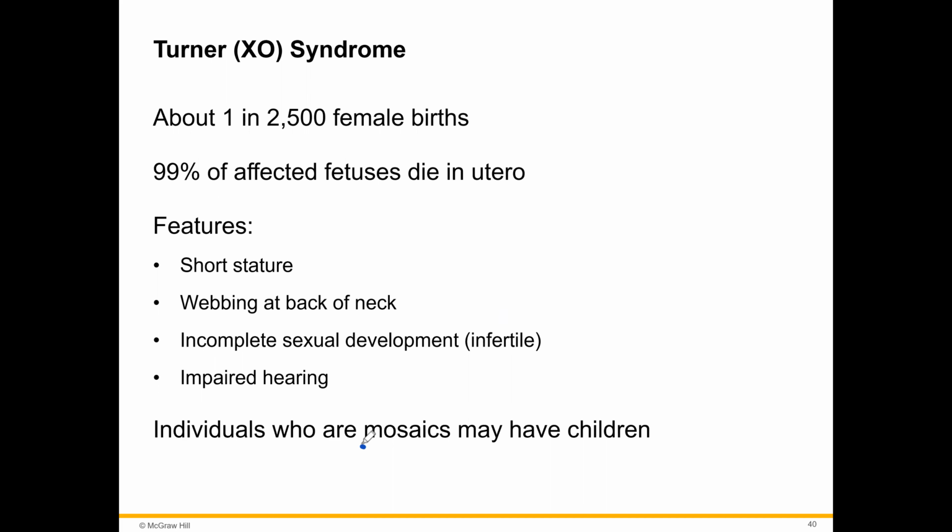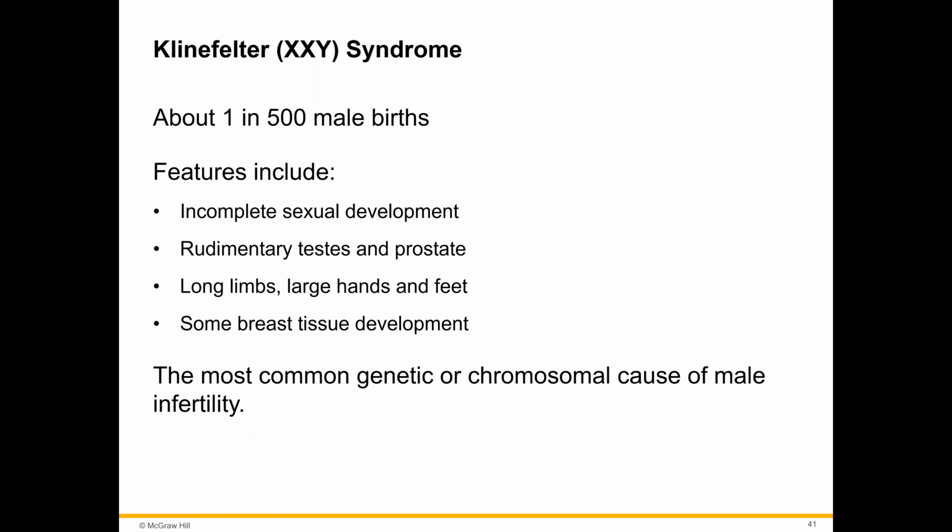Individuals who are mosaic may have children, and mosaic means that not every single cell in their body is missing the X chromosome. So some cells are missing the X chromosome, some aren't. That's what mosaic is. So then they might have kids. So that's monosomy, right? So we have one X chromosome instead of two.